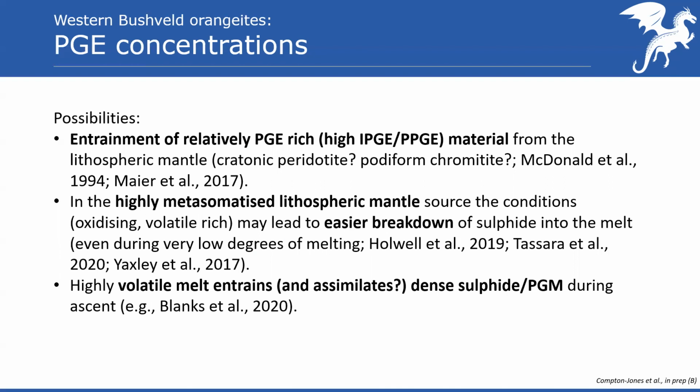signature from. Perhaps in this lithospheric mantle source, which has been highly metasomatized, likely by subduction-derived fluids, perhaps in these strange oxidizing and volatile-rich environments, sulfides or PGM are broken down into the melts far more efficiently than is expected. Or during the highly volatile eruptions that are associated with kimberlites and aurangites, perhaps via processes like CO2 fluxing, we're actually physically entraining dense sulfide and bringing it down from the lithosphere up into the crust.